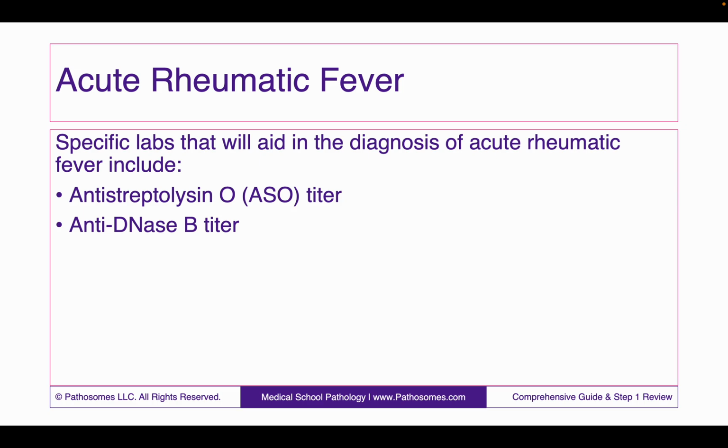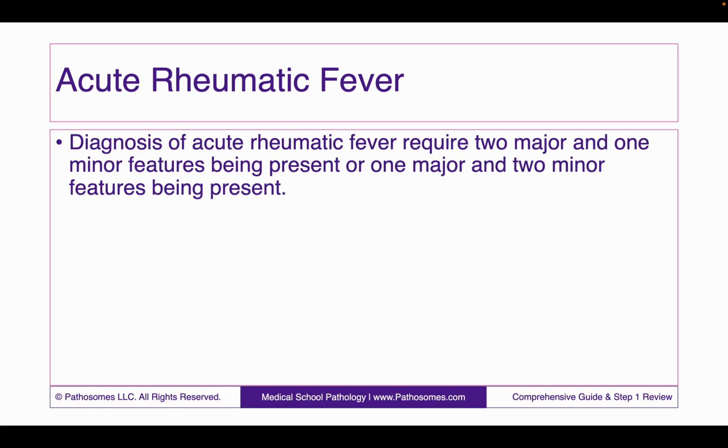Specific labs that will aid in the diagnosis of acute rheumatic fever include ones that you're very familiar with at this point, right? You know these. Anti-streptolysin O titer, also known as an ASO titer, as well as anti-DNase B titer, right? Now, the diagnosis of acute rheumatic fever requires 2 major and 1 minor features being present, or 1 major and 2 minor features being present.